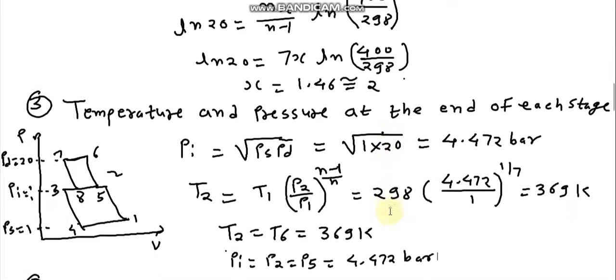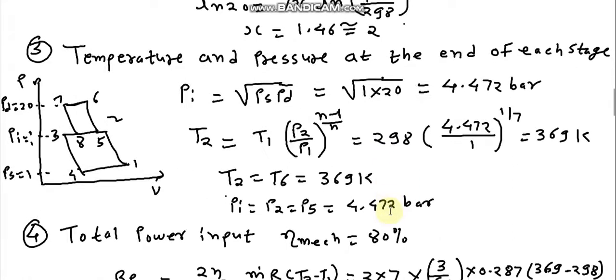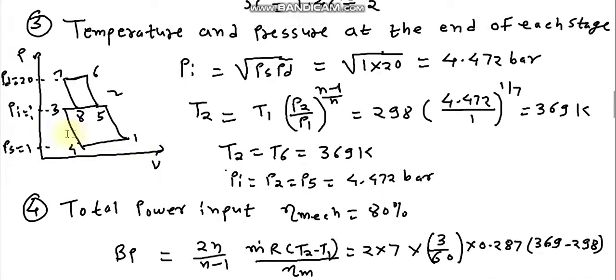Now third, he is asking for the temperature and pressure at the end of each stage. What is the pressure? What is the temperature? For that, we first find out the intermediate pressure for perfect intercooling. For perfect intercooling, the intermediate pressure is the square root of Ps into Pd. So we get 4.472 bar. This is the intermediate pressure, that is P2 equal to P5.